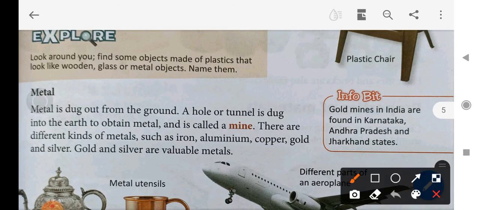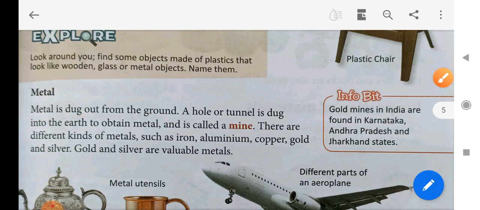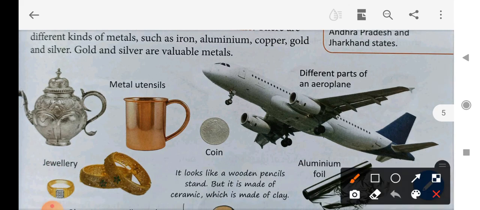The next one, metal. Metal is dug out from the ground. This process is called mining, and examples of metals are iron, aluminium, copper, gold and silver. Gold and silver are valuable metals. Different parts of aeroplanes are made of metals. Coins are also made of metal.